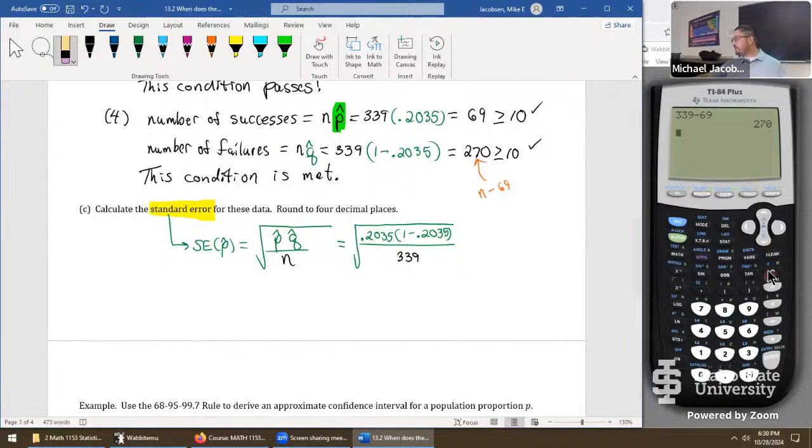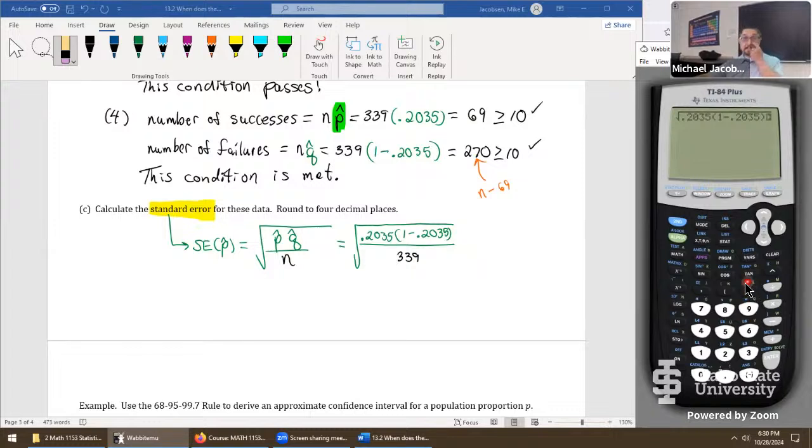Okay, so back to the calculator. For the folks that like to do it all in one shot, here's how it would look. I'm a fan of this process, putting this whole thing in a single line, because if you make a mistake, it's easy to just go up arrow on your calculator and make whatever changes you have to make. So go top to bottom, left to right. Verbatim put in the way it's written, 0.2035, parenthesis 1 minus 0.2035. Close the parenthesis, immediately hit divide, and type in sample size, 339.